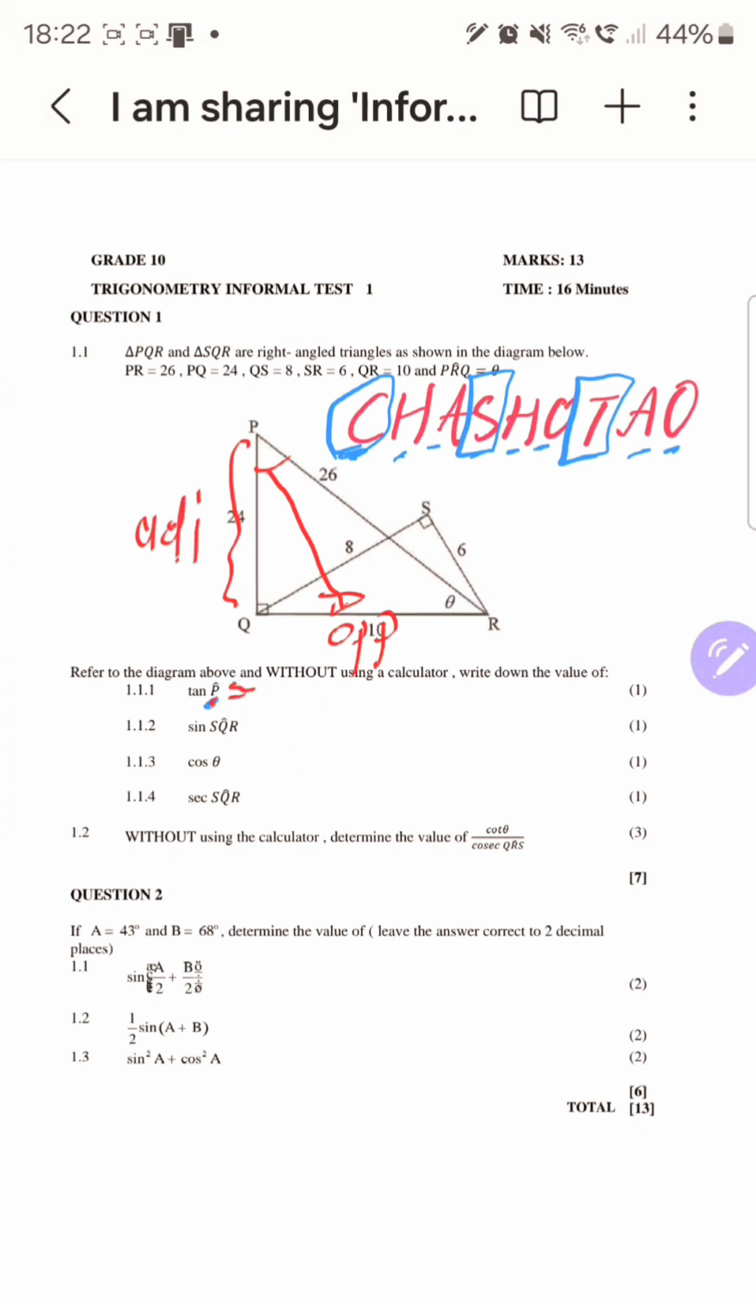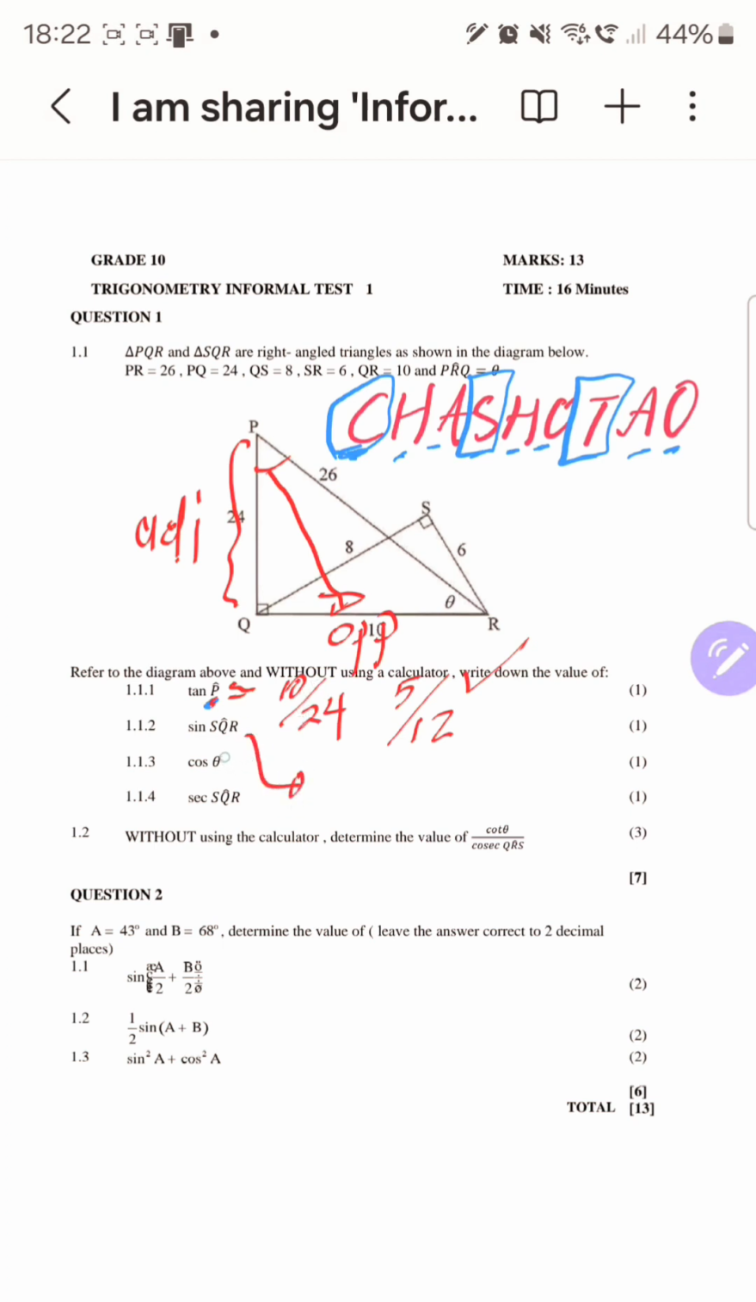Then I can just plug in the values. That is 10 over 24. It's 1 mark. You can further simplify this. 2 goes 5 times into 10, and 2 goes 12 times into 24. So it's 5 over 12. 1 mark. Let's move on to the second one.